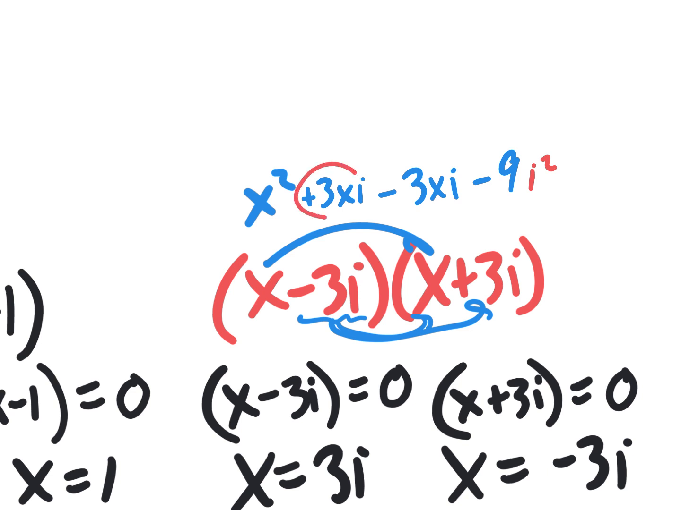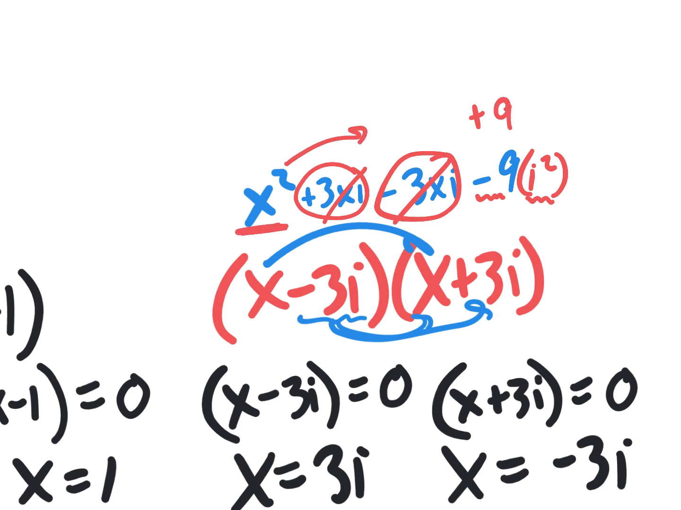So when we combine these middle terms, they eliminate because they're exact opposites. The i squared is really a negative 1. So again, I have negative 9 times negative 1, which will give me a positive 9. And we have, of course, this x squared. So I really have an x squared plus 9. That's my answer so far when I multiply the complex number with its complex conjugate.